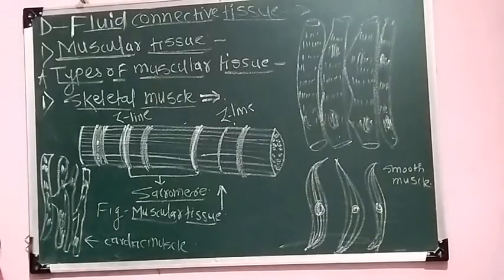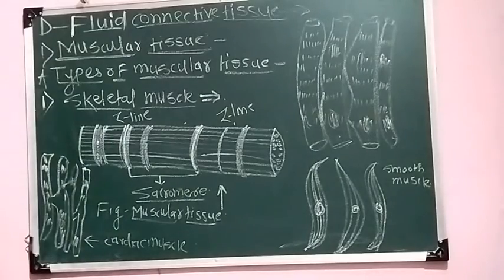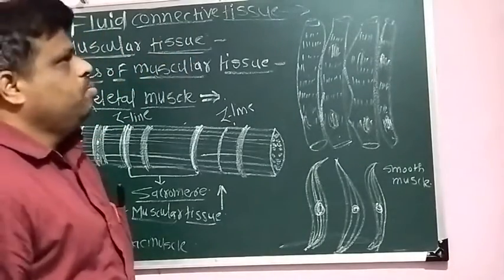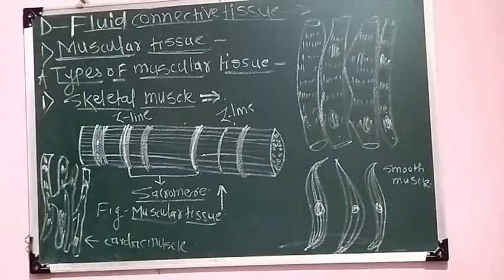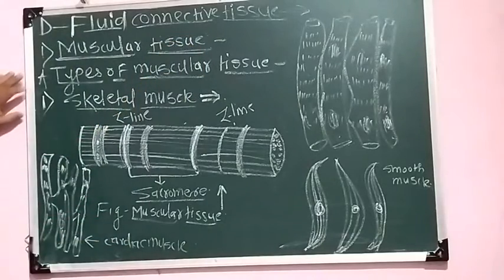Hello students, today you are going to study a further part of this current topic, that is animal tissue, and the part is fluid connective tissue. So blood and the lymph, these are two fluid connective tissues found in animals. Let us move towards one more type of tissue, that is the muscular tissue, and the types of muscular tissue. Let us see what is muscular tissue.